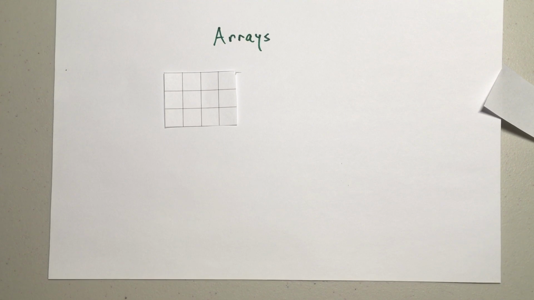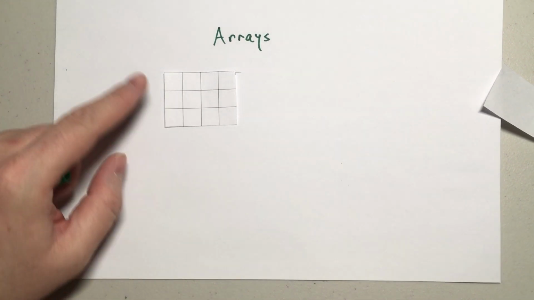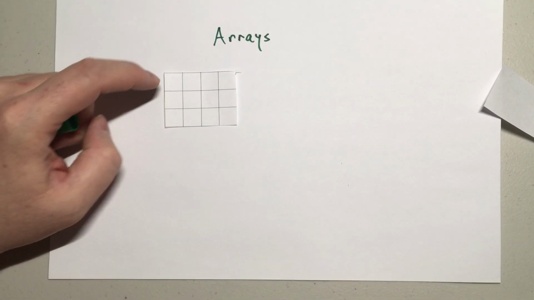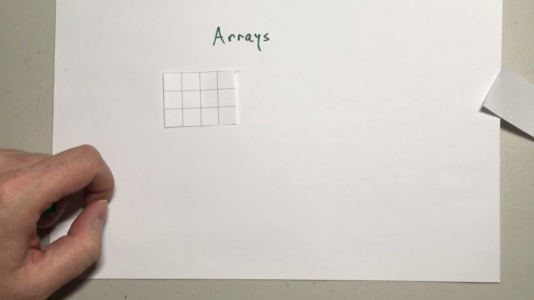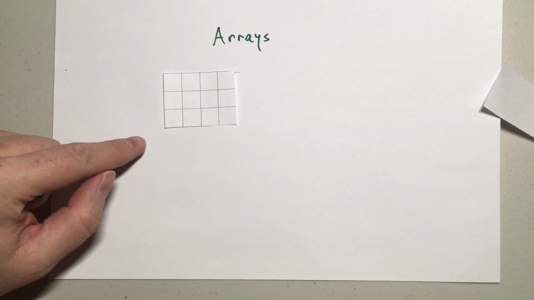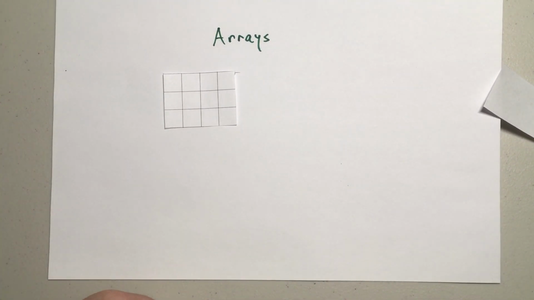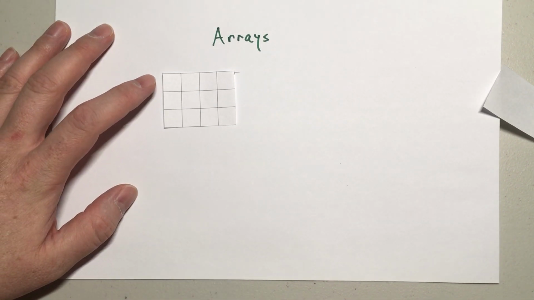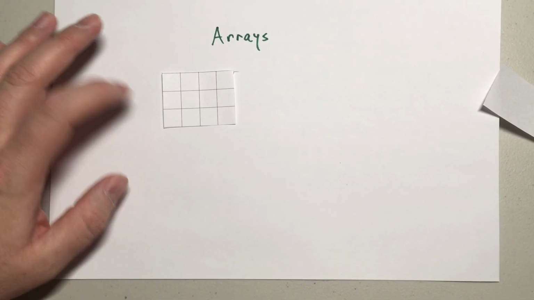It doesn't have to be a square. Okay, here's a 3x4 where I have 3 rows, 1, 2, 3, and I have 1, 2, 3, 4 in each row. And I get a total of 12 if I were to count that. I can do the repeated addition, 4, 8, 12.